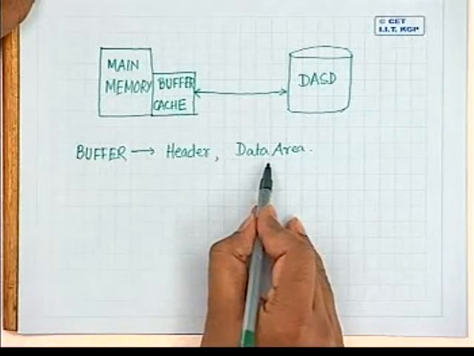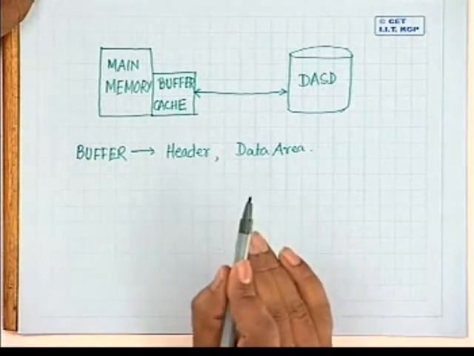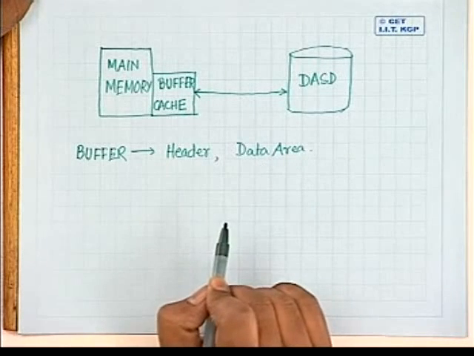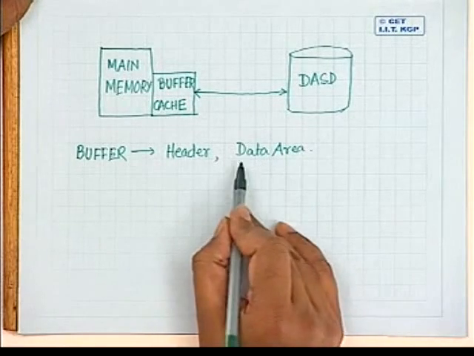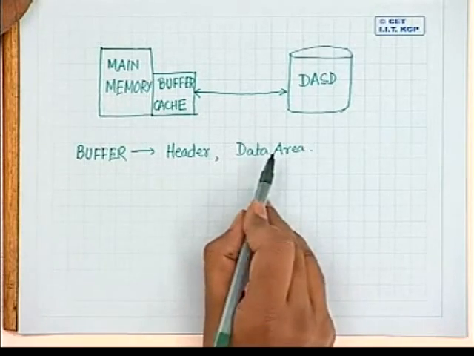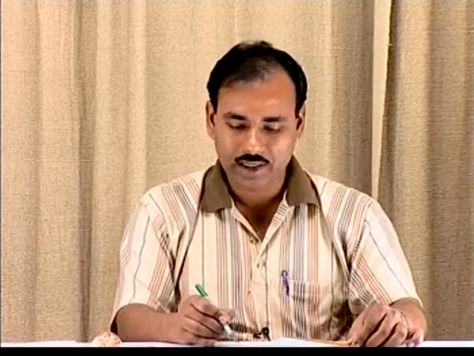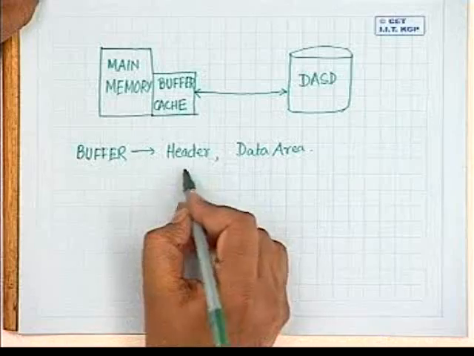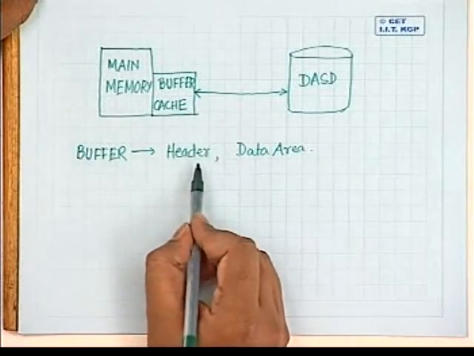Okay, so what I was saying is that every buffer has two different areas. One is the header area, the other one is the data area. The data area will contain a particular block of the secondary storage device. So naturally, the size of the data area has to be at least as large as the block size on the secondary storage. So if the block size is 512 bytes, then the data area must be at least 512 bytes. It cannot be less than that. The header part is used for buffer cache maintenance or buffer cache management.